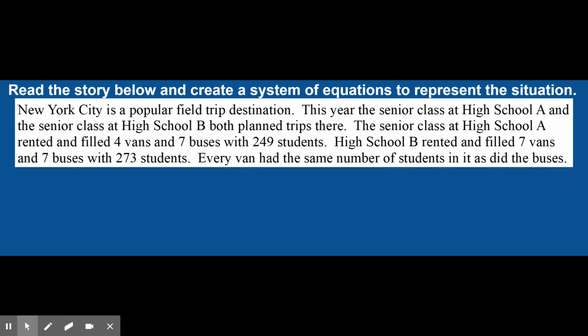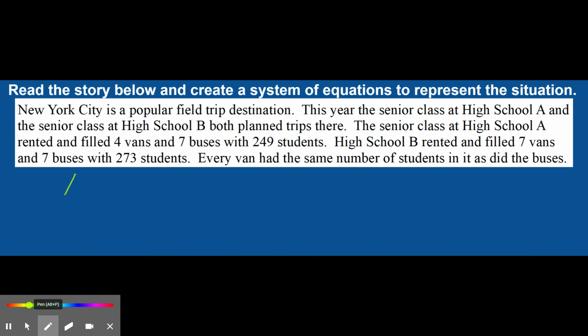All right, so eventually we're going to get to the situation where we're going to solve and figure out how many kids filled each van and each bus, how many kids a bus can hold, if you will. But before we go there, we need to get the skill set of writing equations, summarizing the story with equations. So let's go ahead and get started with High School A.